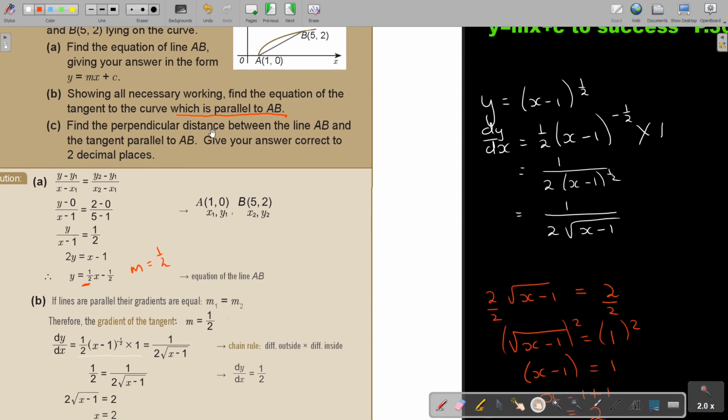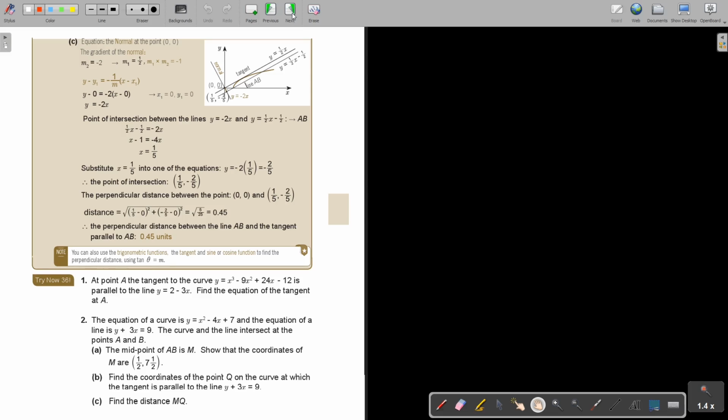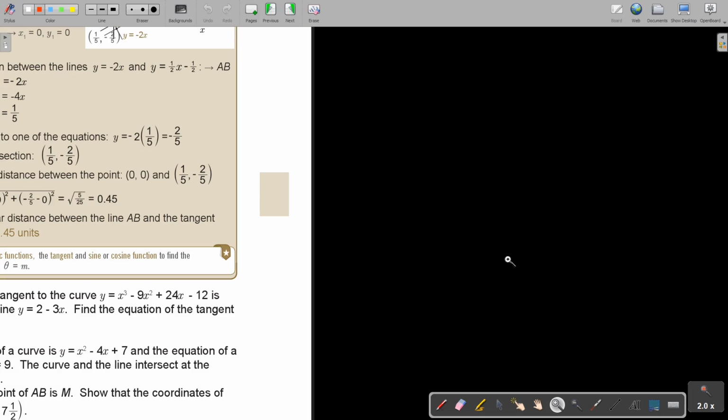Find the perpendicular distance between the line AB and the tangent parallel to AB. Give your answer correct. Now, I made a nice sketch on the next page just to help you. Again, I'm going to make it a bit bigger.